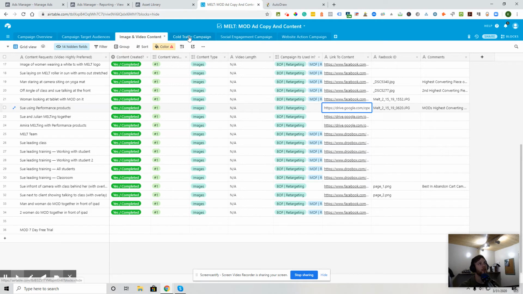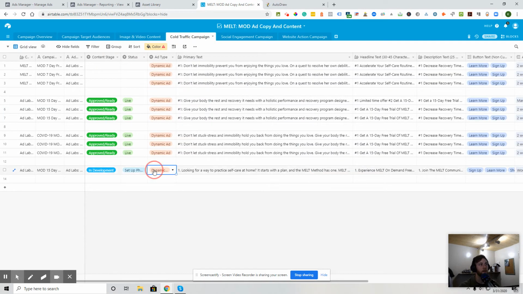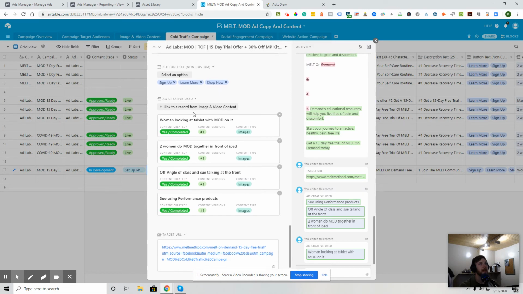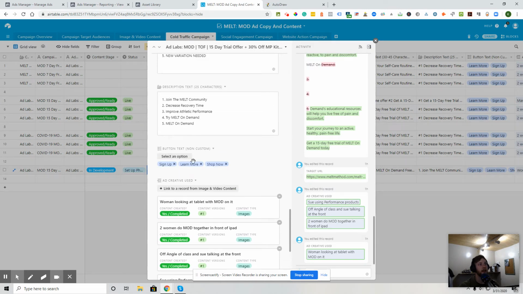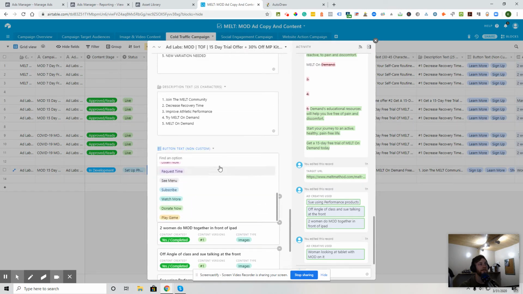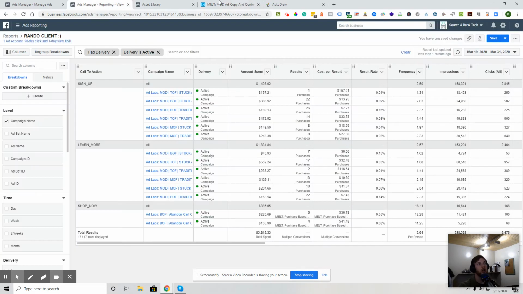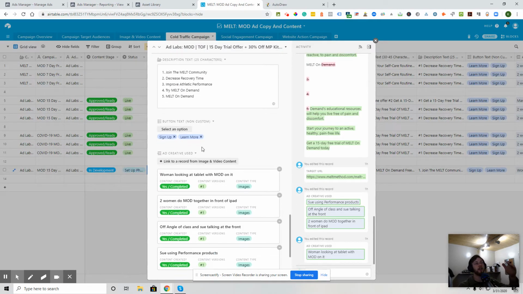So if we're under our cold traffic campaigns here, I would open this up and I would say, hey, I want to add sign up. I'd add sign up and I'd add learn more. And so what I'm doing here is I'm actually making this whole process extremely simple because I'm taking the data from our previous campaigns. I'm saying, okay, cool, which ones are the best? And I'm going to put those in the updated campaign.